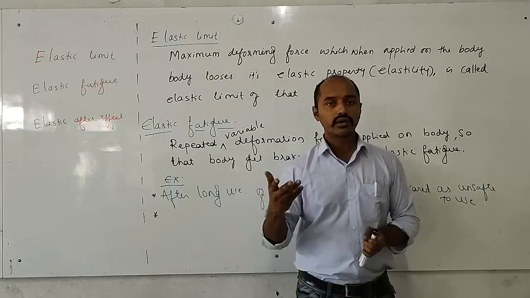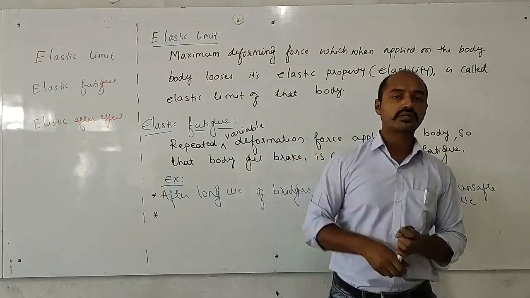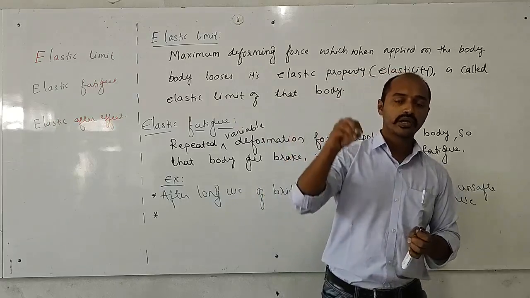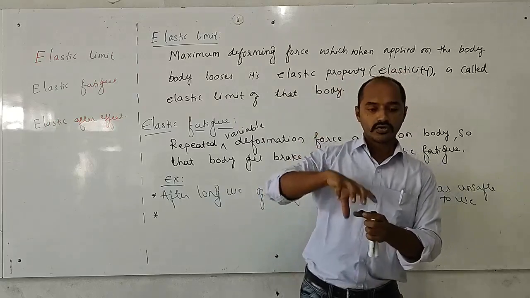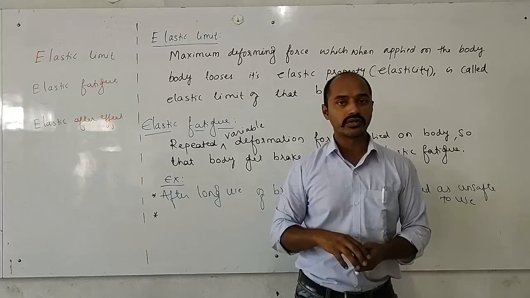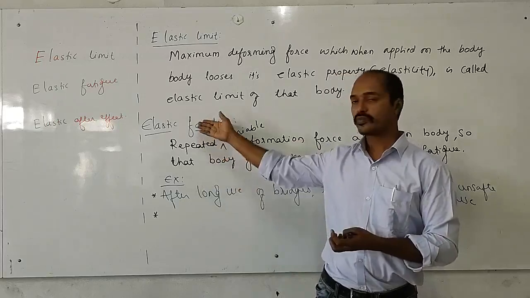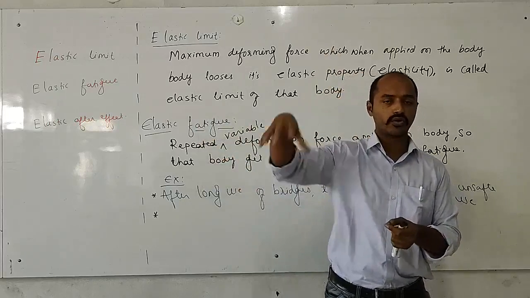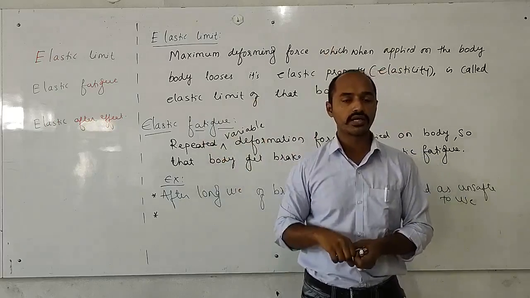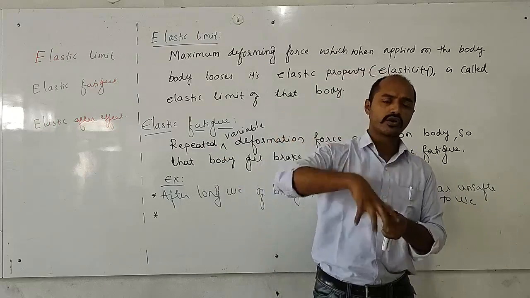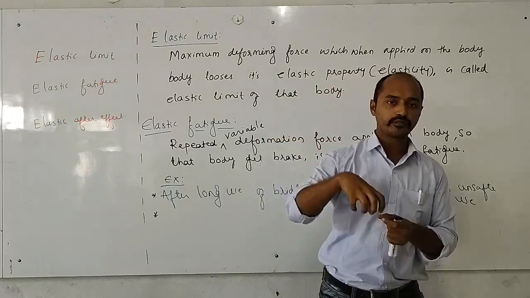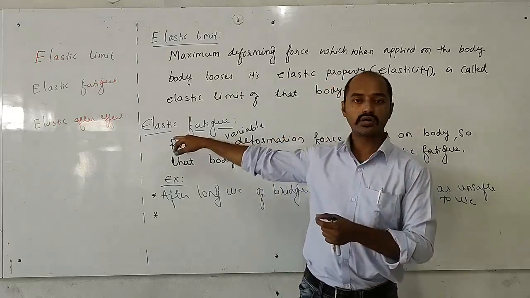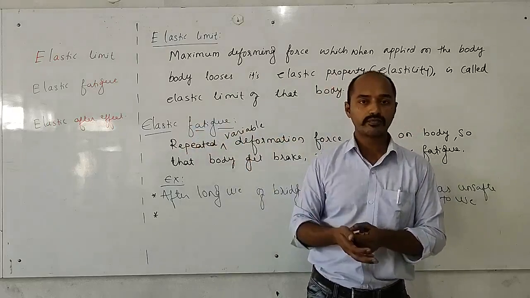Why do they become weak? Because of repeated load acting on that bike, repeated load acting on that shock absorber, right? So the shock absorber weakens. Why does it happen? Because of this elastic fatigue. So elastic fatigue means continuously going over bumps, they will experience a lot of force, a lot of variable force repeatedly. So they undergo elastic fatigue and they become weak, right?